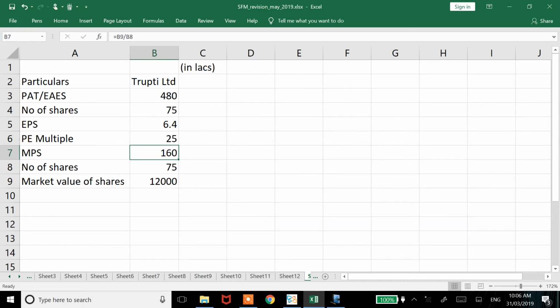The PE multiple is 25 times. Just in the format you will get to the answer, so be clear on that. The interlinkages: sometimes I'll start from PAT, sometimes from market value, sometimes from EPS. We can go with anything. Either you take the number below or above and try to get the missing info. Any doubts in this?